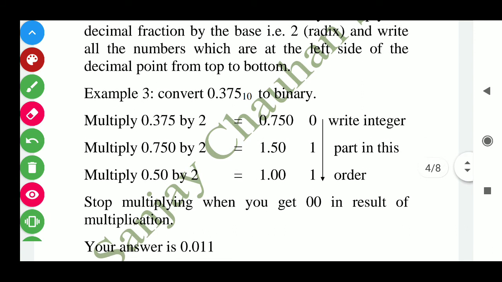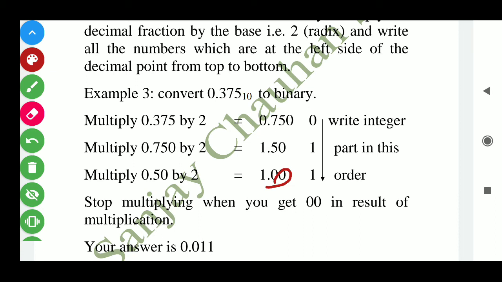Stop multiplying when you get 0. So you have got 0 here, so then stop it. Your answer is 0.011, because you are writing from top to bottom.